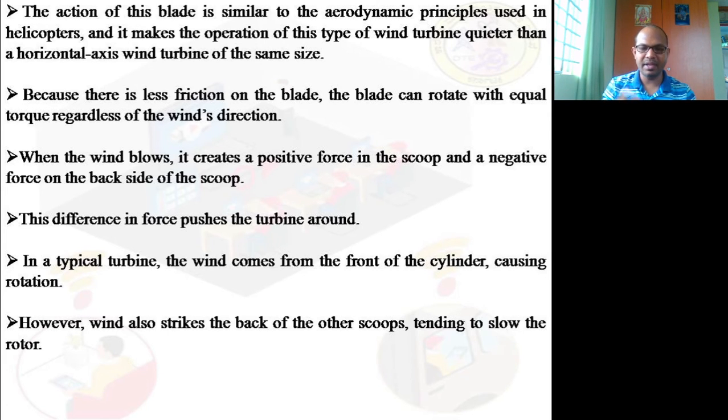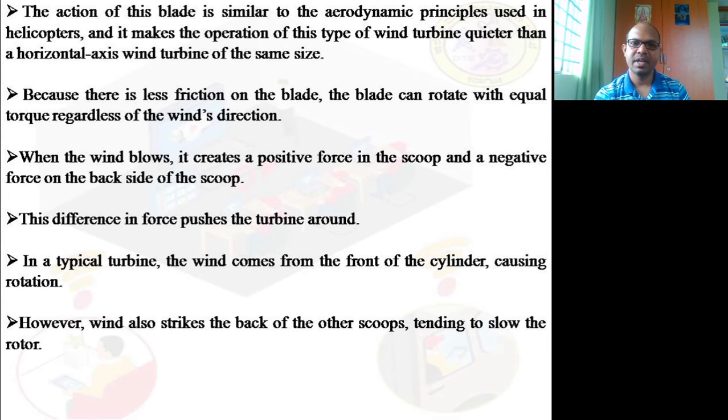Is that clear? It is something like taking a stone, tying it to a thread and rotating it. It always moves away, so that makes it move with higher speed. If you compare the same size of vertical axis and horizontal axis turbines, the noise generated by the vertical axis turbines is less compared to the noise generated by the horizontal axis wind turbines, because there is less friction on the blades. The blades can rotate with equal torque regardless of the wind's direction.